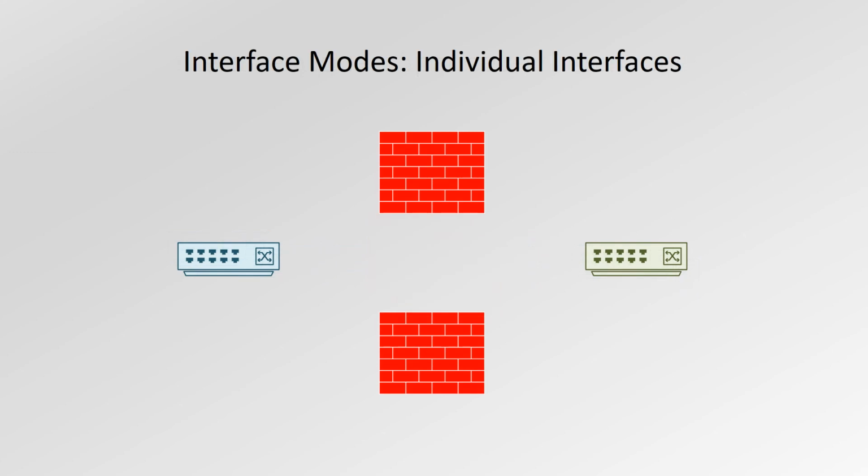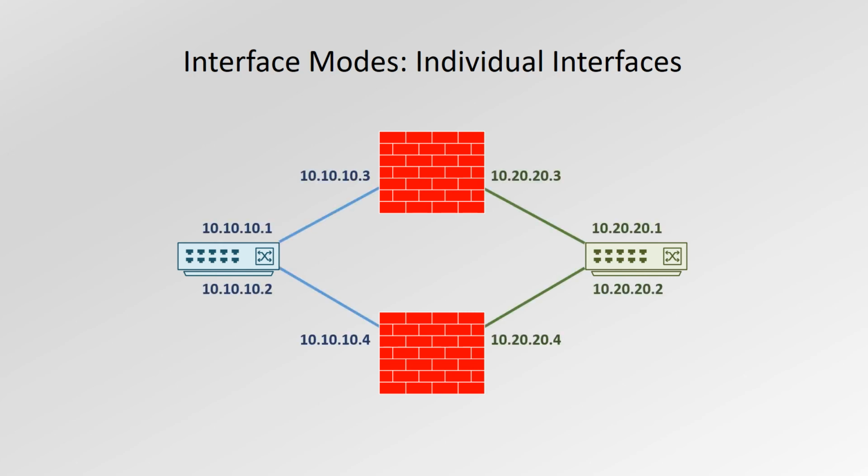Individual interface mode is a bit different. Interfaces are not bundled into a virtual interface. In fact, each interface has its own IP address. Connected routers or switches pass packets to the ASA interfaces using PBR, ECMP, or ITD. As individual interface mode uses IP addressing, transparent mode is not supported.